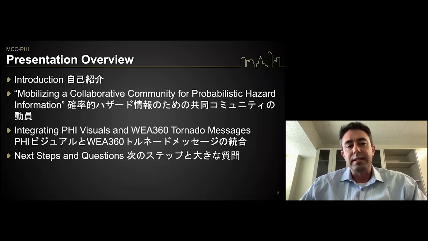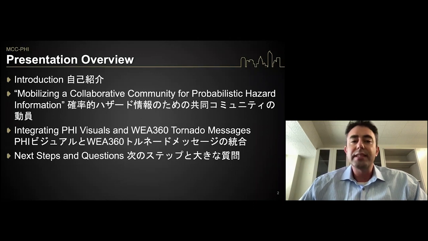I'll tell you a little bit more about myself, but then describe this mobilizing a collaborative community for probabilistic hazard information project, and describe the attempts that we're making to integrate what are called PHI visuals, and PHI stands for probabilistic hazard information. We're trying to integrate these PHI visuals with what are called Wireless Emergency Alert 360 tornado messages, or WEA 360 tornado messages. Now, WEA stands for the Wireless Emergency Alert System, and this is the major national system for mobile alerting in the United States. And 360 stands for the number of characters that are included in a wireless emergency alert message these days. We'll talk about next steps in the project and answer some questions that you may have.